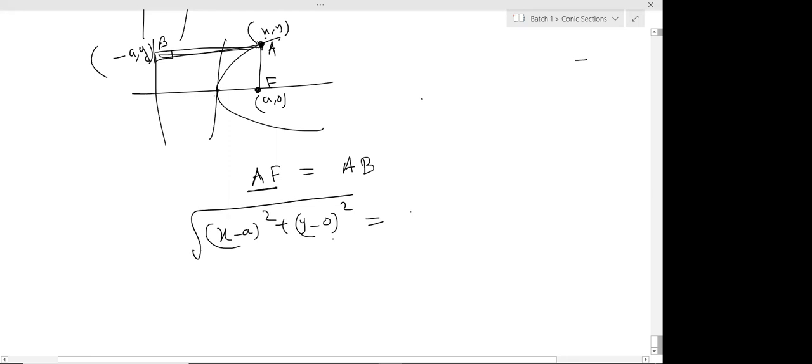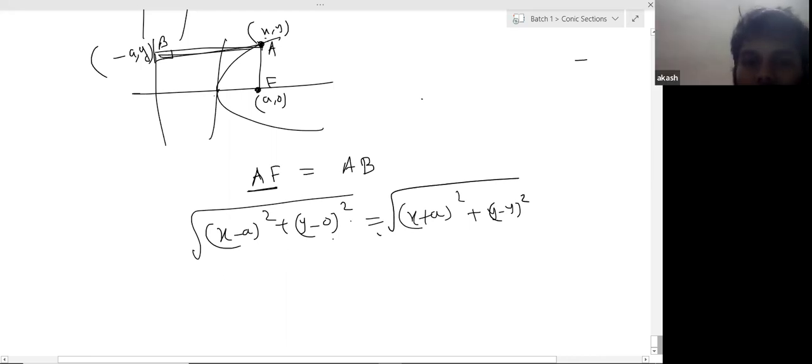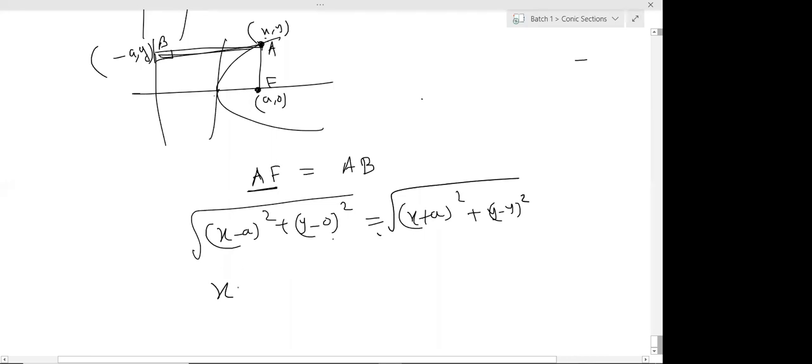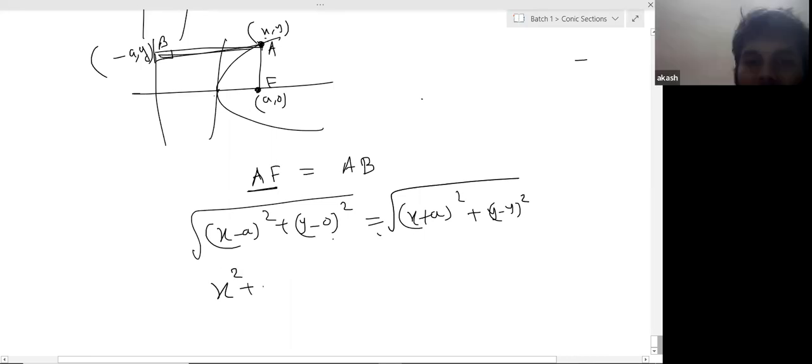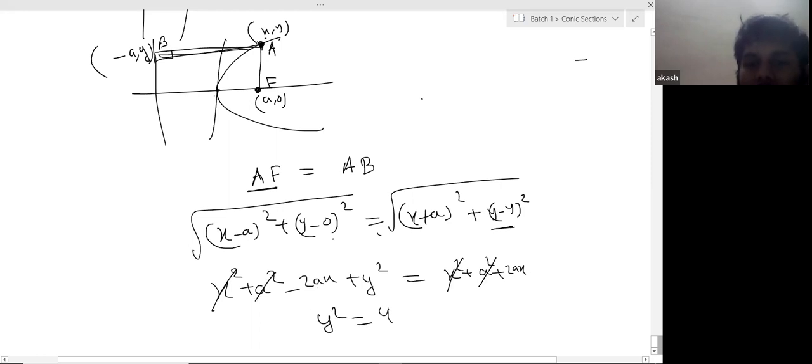Yes, square root of x plus a the whole square plus y minus y the whole square, right? So taking squares on both sides, the square roots will be cancelled. So we'll have x square plus a square minus 2ax plus y square equals x square plus a square plus 2ax. This is 0. So x square and x square are cancelled, y square is left. It means y square equals 4ax, right? This was our equation of the parabola.